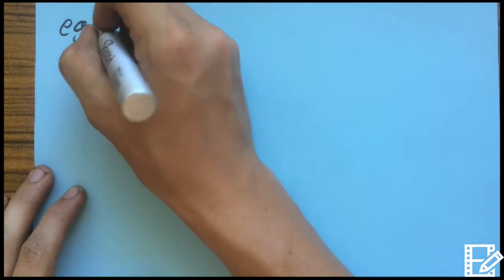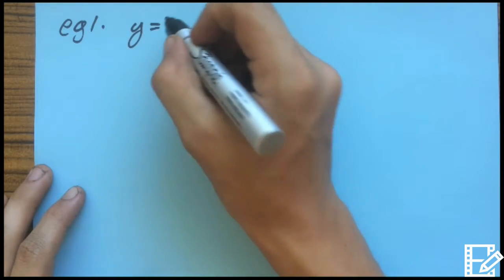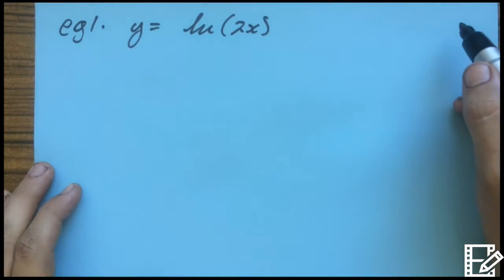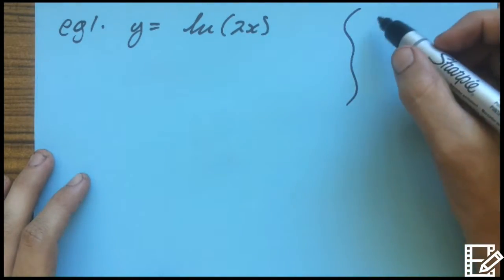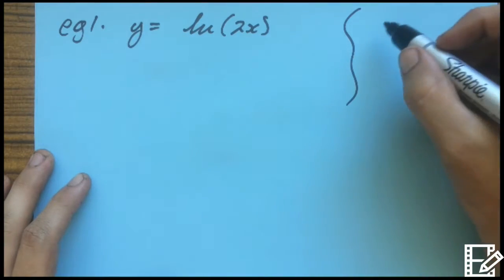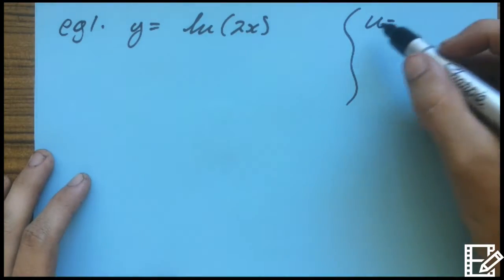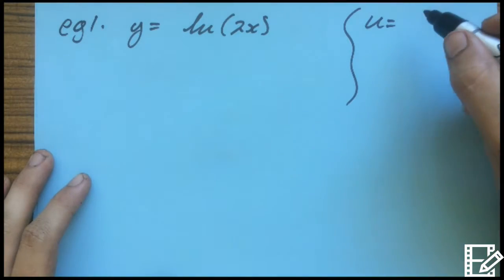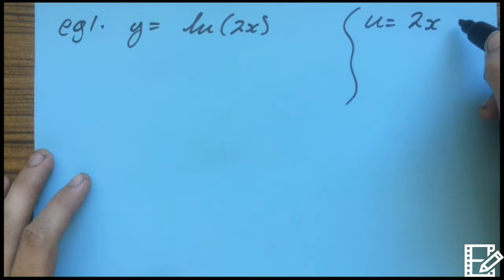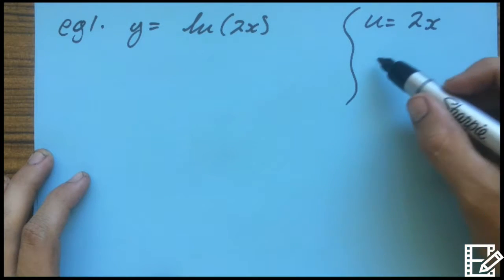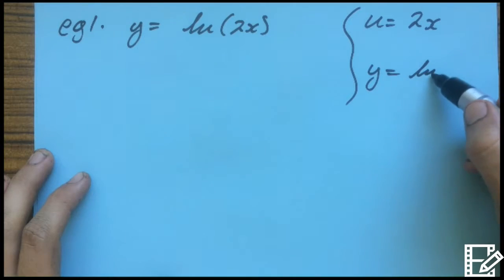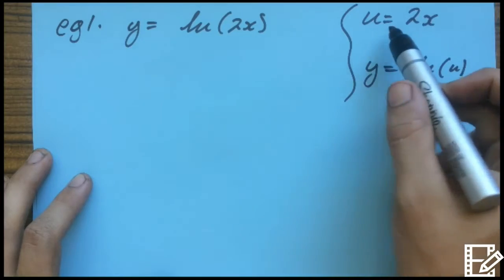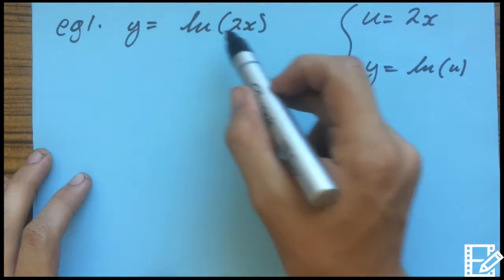So let's start with example 1. y equals ln 2x. So I said it before, but this is the steps that you follow. You start with the innermost function, we'll call it u. u will be equal to 2x, and then we'll make y equal to ln u, because we've replaced the 2x inside the brackets with a u, so now y becomes ln of u.